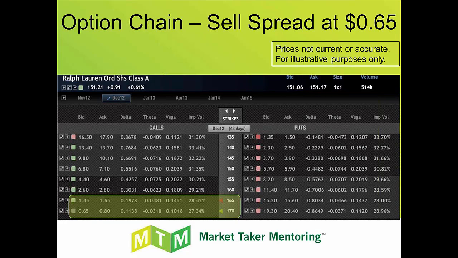I love this trade. And I was able to sell it for 65 cents, which is way more than I should have sold it for because implied volatility was elevated. In fact, if implied volatility was where it should have been, I probably would have only got about 50 cents for this, so not quite as attractive of a trade.